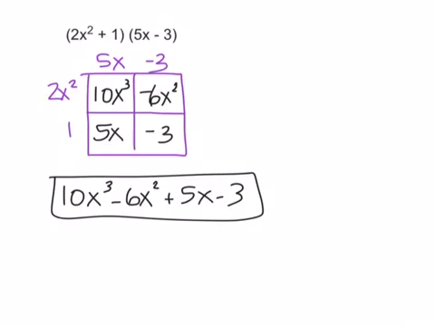Now when you write them down, you can write them in any order, but notice that I ended up writing my answer in standard form, where x to the third comes first, x to the second next, x to the first next, and my constant last.